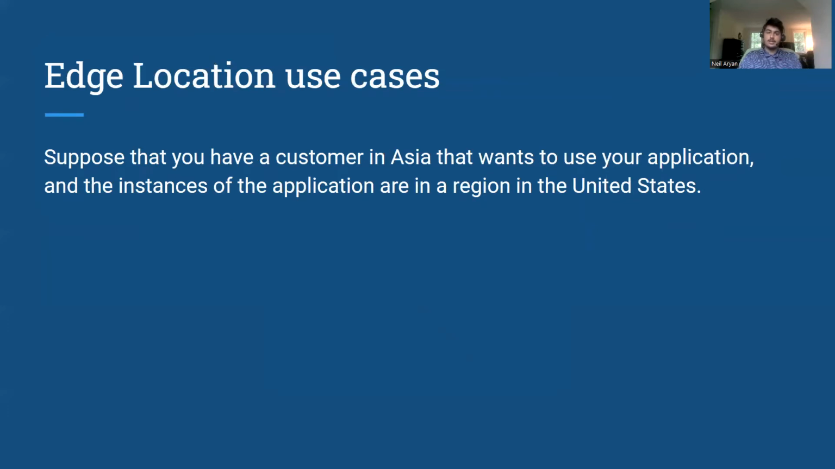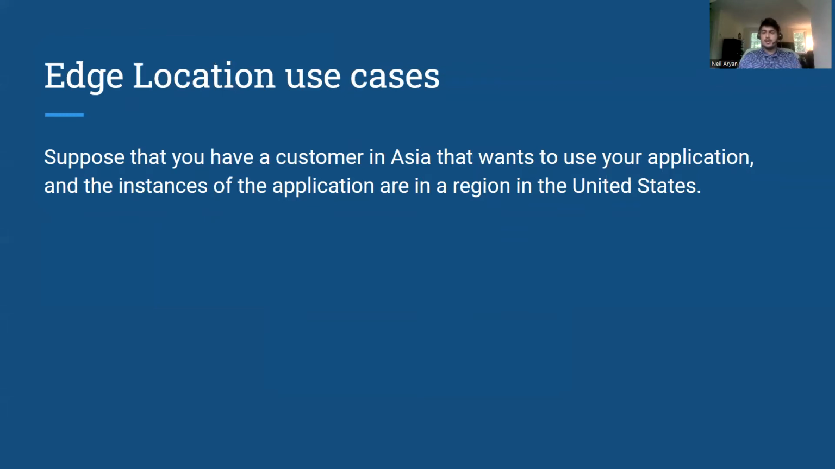Now, let's look at a use case. Suppose that you have a customer in Asia that wants to use your application, but the instances of your application are in a region in the United States. Now, in order for him to get to use your application, first he has to send a request to your region. The region has to process it and then send your customer the details or the way to download this application.